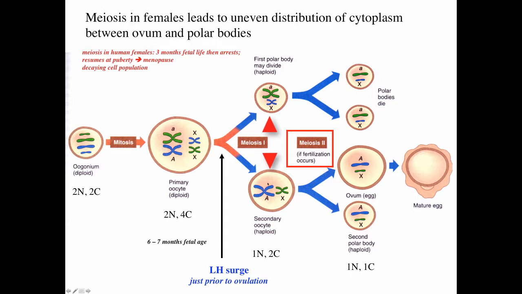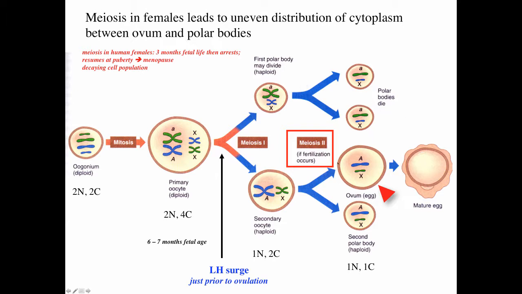Now, these are drawn out of proportion because, of course, the polar body is much smaller than the secondary oocyte. Meiosis 2 in humans will only occur if fertilization occurs, and at meiosis 2, the secondary oocyte will divide into an ovum, which will be 1N and 1C, and a second polar body, which will also be 1N and 1C. The first polar body may divide. It usually in humans disintegrates.